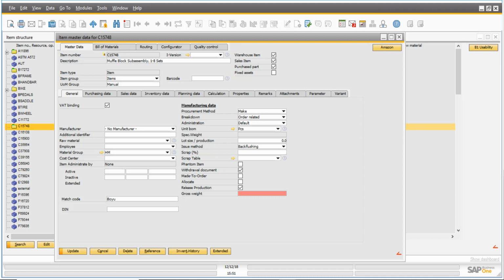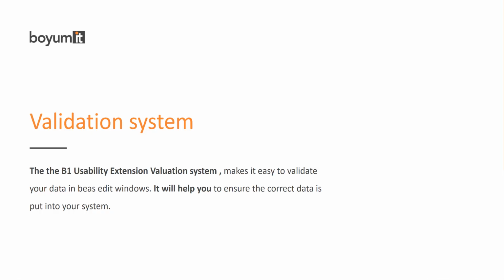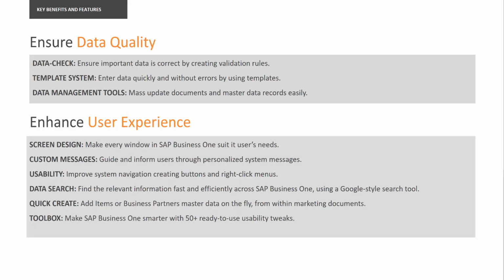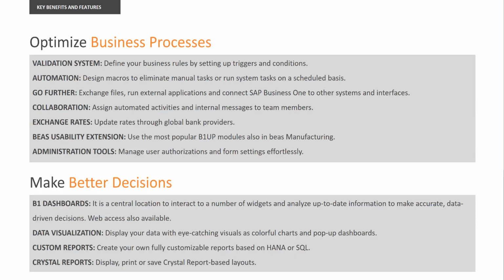So now you're probably wondering what else can I do with the B1 usability extension? Well, there is more to come, but with the B1 usability add-on itself, you can do much more on the SAP screen, many other things. You also can do your screen design. You can do a data search. It also comes with a beautiful dashboard, and you can build your own dashboards.